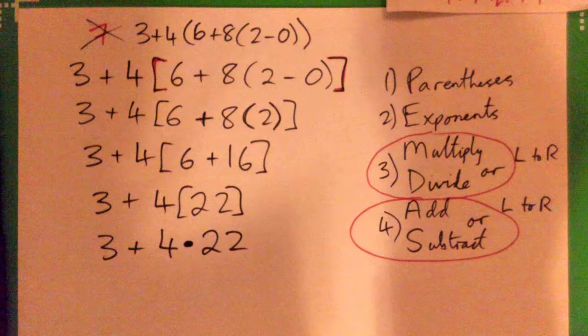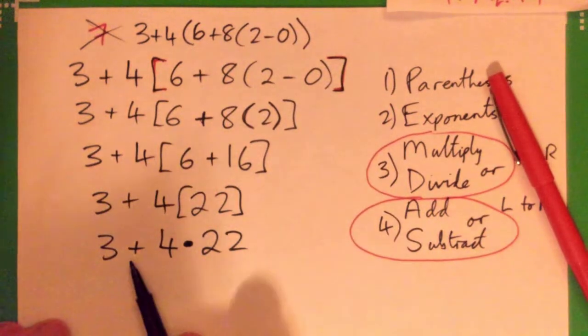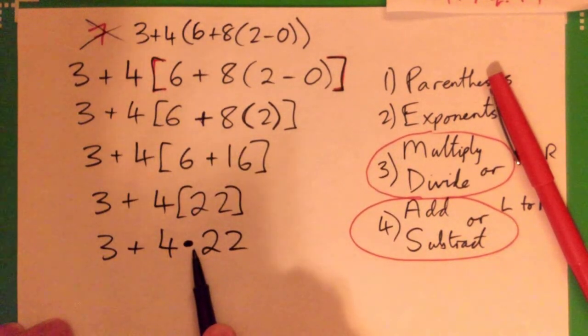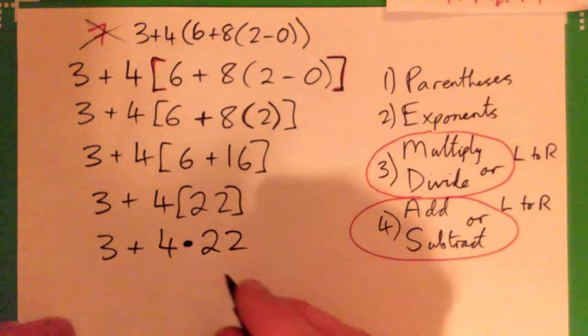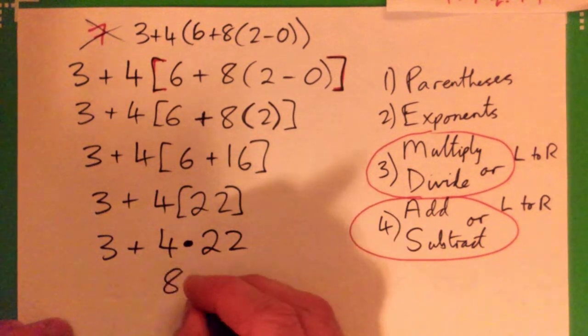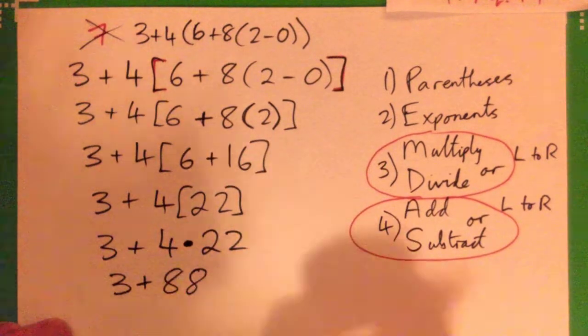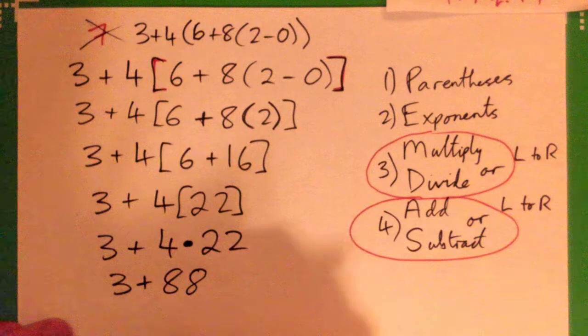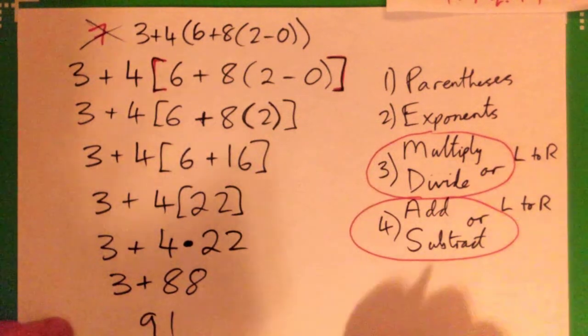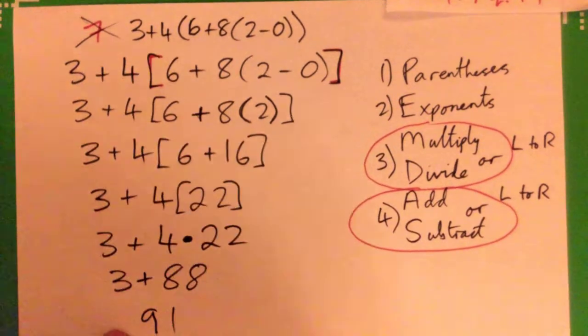It doesn't matter. But now we have an addition, we have a multiplication. Which comes first? Multiply. 4 times 22, 88. 3 plus that? 91. Now, Elizabeth, does that make sense?